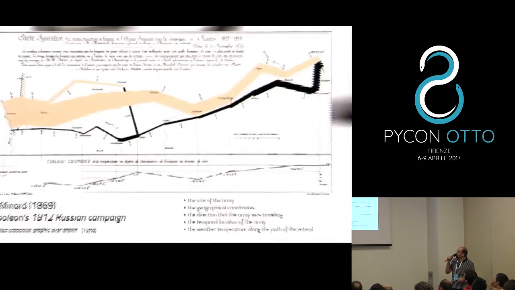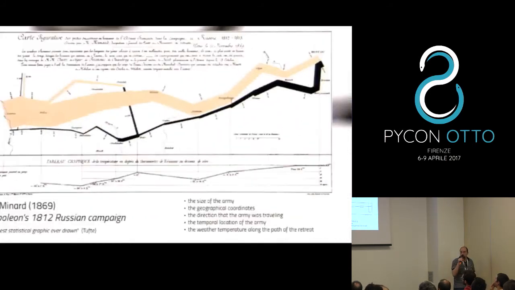Very well. I conclude with a couple of examples. This has been defined as the best graph ever shown. It's a very old graph, which is conveying a lot of information about Napoleon's Russian campaign. There are a few lines.